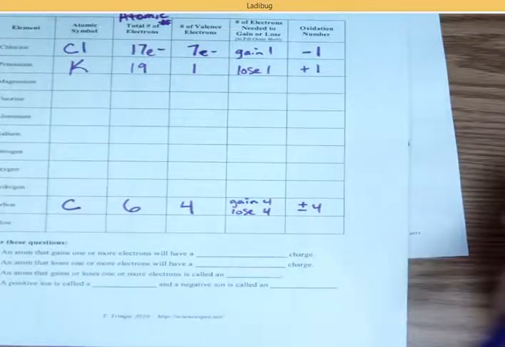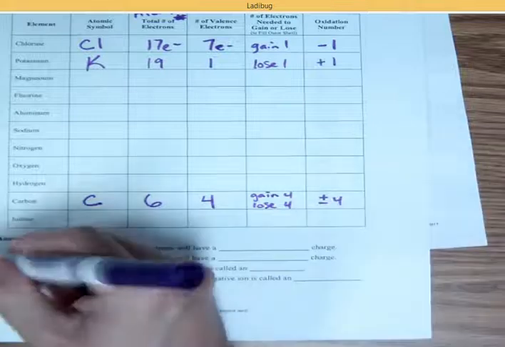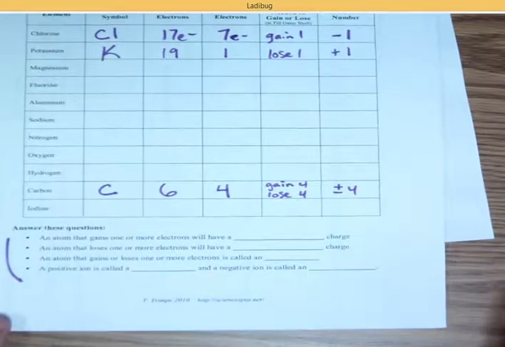So complete this table. Pause this video, complete this table first, answer these couple questions down here, and then we'll move on.